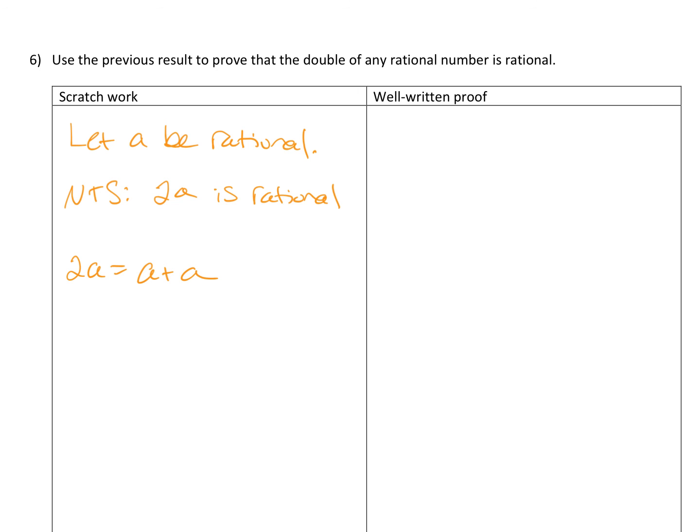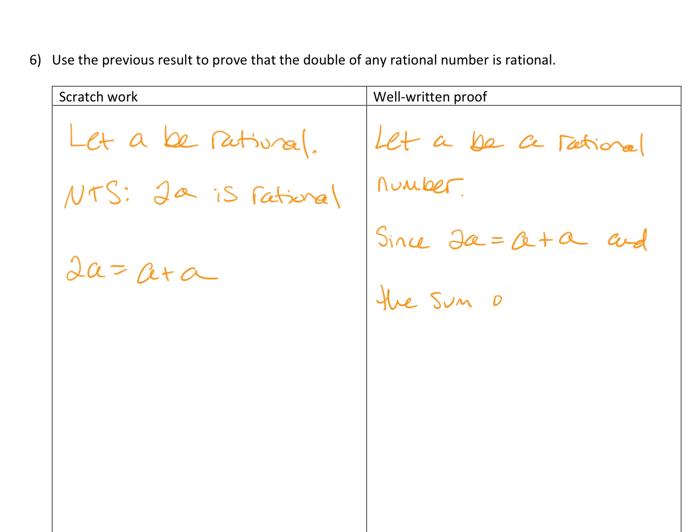So that's it. Let's just write it formally. Let A be a rational number. Since 2A equals A plus A, and the sum of two rationals is rational, 2A must be rational.